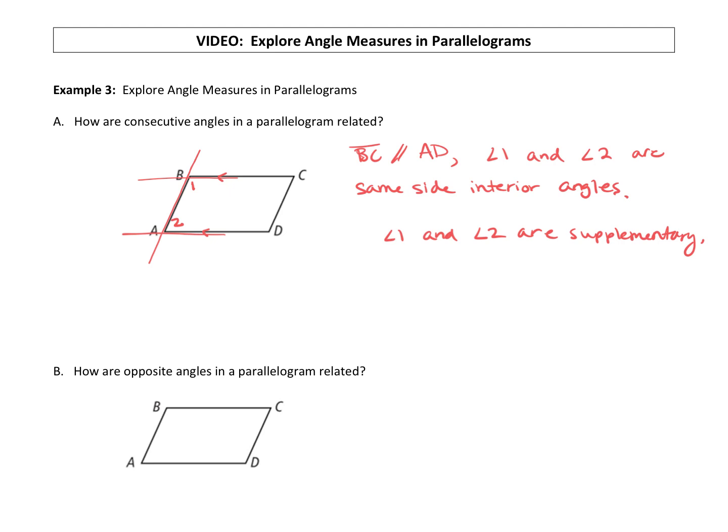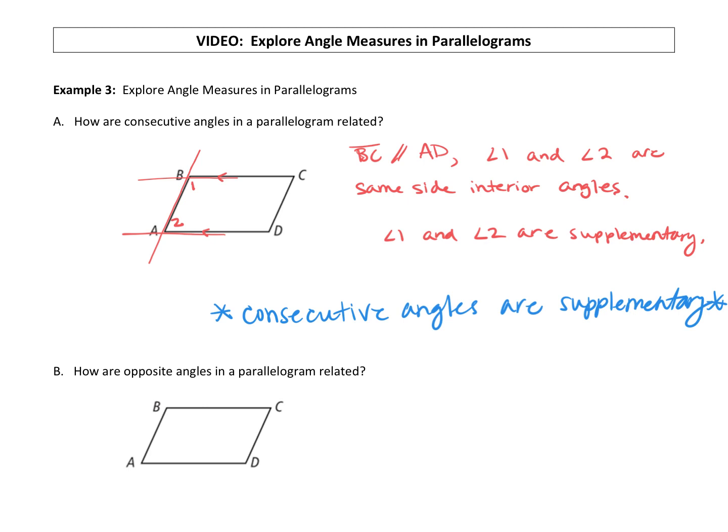So we could continue this around the entire parallelogram and we would have the same result. So essentially what we are discovering, and we won't take the time to do it for every pair of consecutive angles, but it's all going to work out the same way. So consecutive angles, and this is in a parallelogram, are supplementary. That's how they are related.